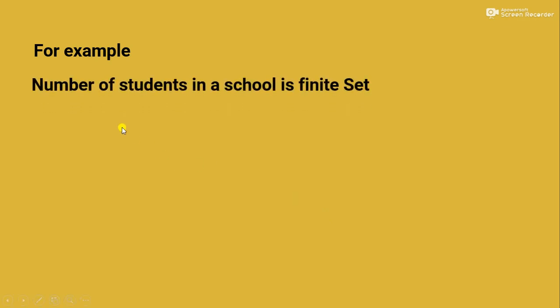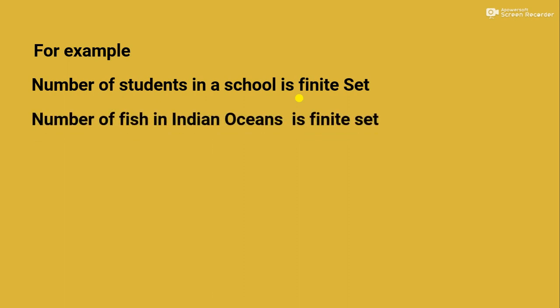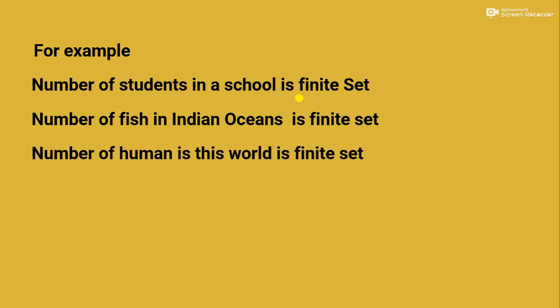So first, the number of students in a school, it is finite. We know, or we can count the number of students in a school, it is finite. And another example of a finite set is the number of fish in the Indian Ocean. We don't know how many fish are there in the Indian Ocean, but still it is finite. And another example of a finite set is the number of humans in this world. It is also finite, though it is changing day by day, but still it is a finite set.